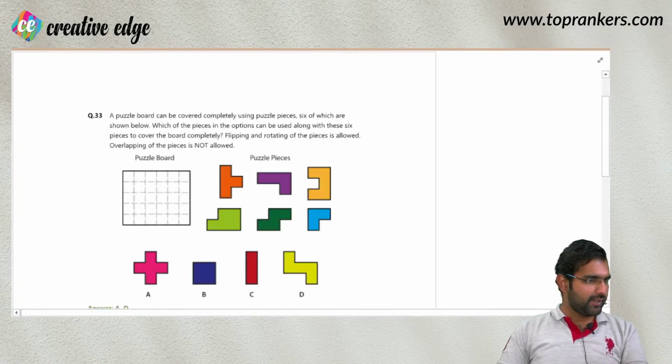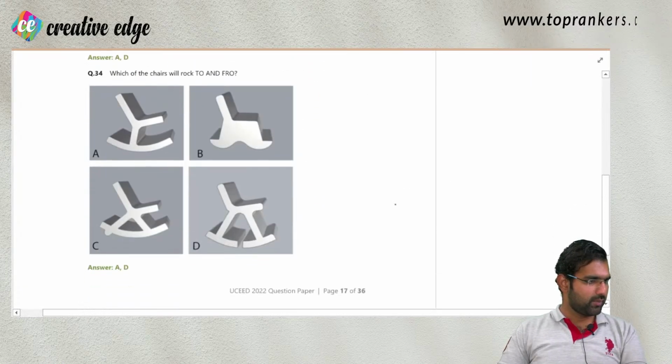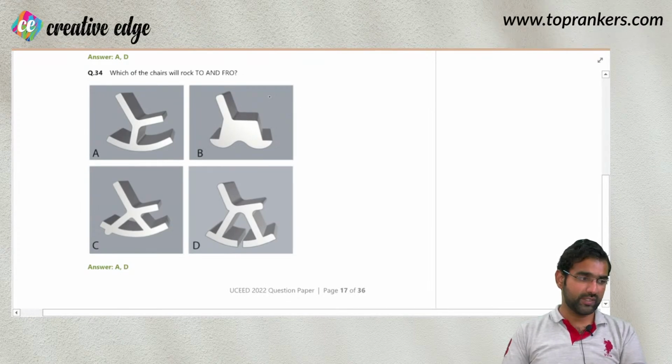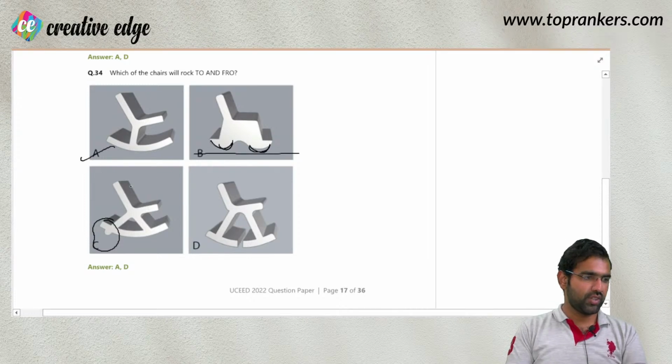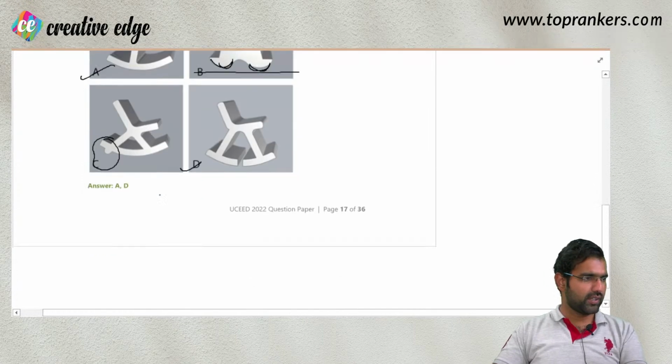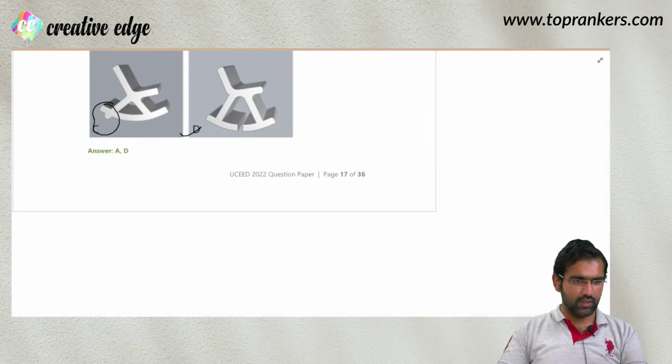Online students keep asking. I think these were some really simple questions. Which chairs of the rock will go to and fro? I think you must have realized that options B and C will not work, because in option B this part will create the problem. In option B, this part and this part will balance it, it will be kept properly. But option A and option D will definitely use this motion. So far I don't think any question needs to be challenged.